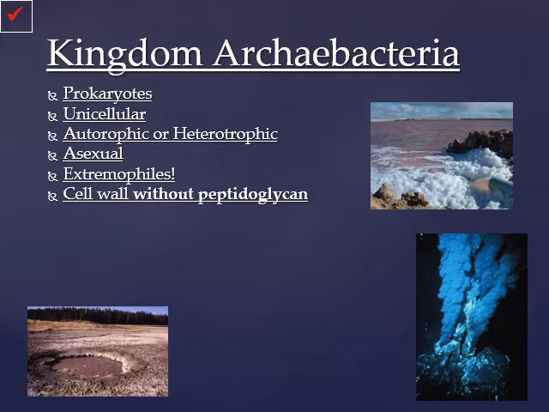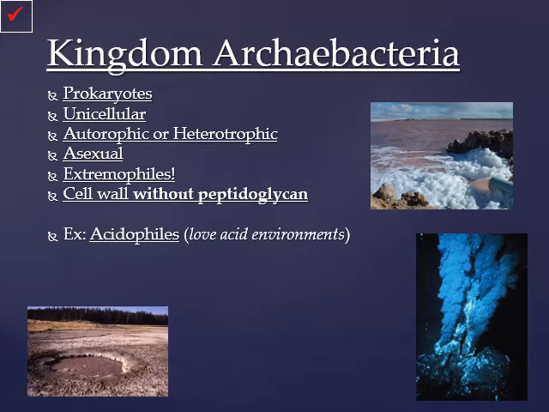Something else that's very important is archaebacteria do not contain peptidoglycan inside their cell walls. Peptidoglycan is kind of something like a wire mesh around the outside of the cell in the cell wall. So the peptidoglycan is a component of the cell wall that is lacking in archaebacteria.